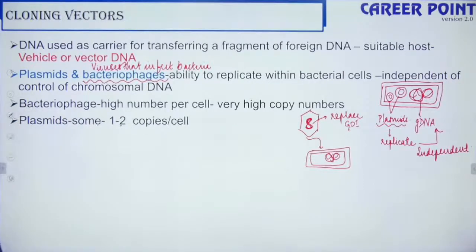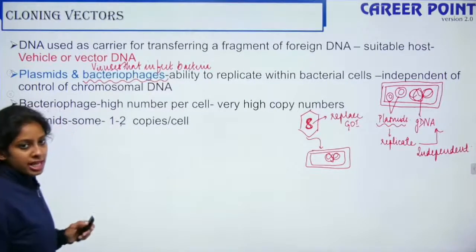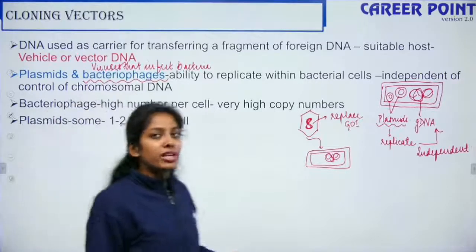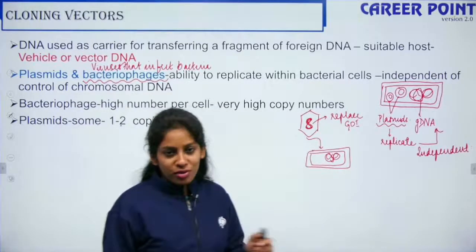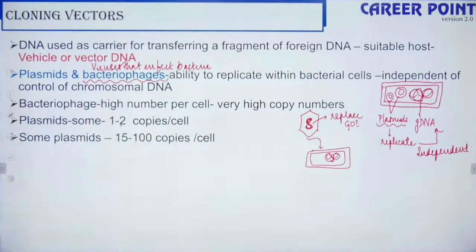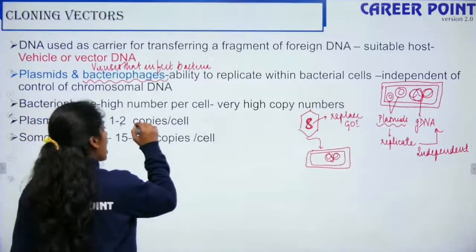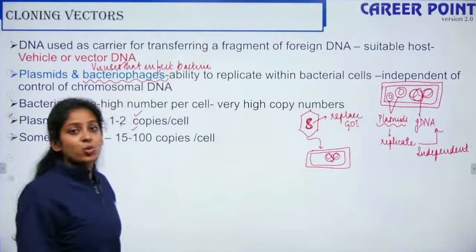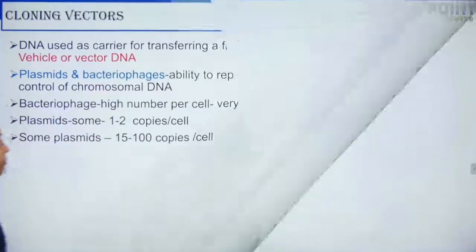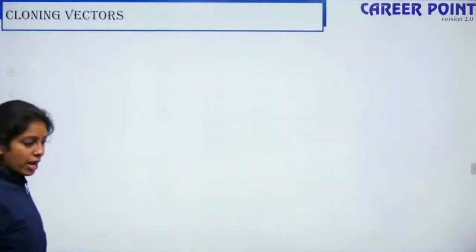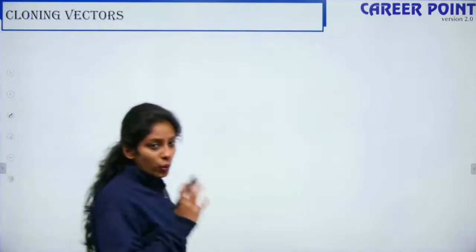So plasmids, some have 1 to 2 copies per cell, but bacteriophages can replicate and produce many copies of itself, alright? So some plasmids have 15 to 100 copies per cell. Depending on how quickly they can replicate, that is very important. So copy number is very important. Alright. So this is the introduction to cloning vectors.